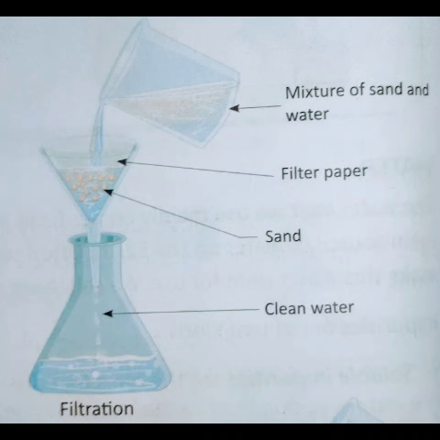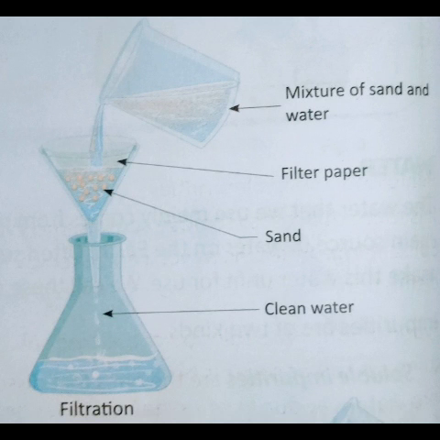The next, how to remove insoluble impurities from water. Insoluble impurities such as sand can be removed by filtration or sedimentation. This method is used to remove insoluble impurities from water. First, let's learn filtration. In this method, insoluble impurities are removed by passing the impure water through a filter paper. All of you see the diagram.